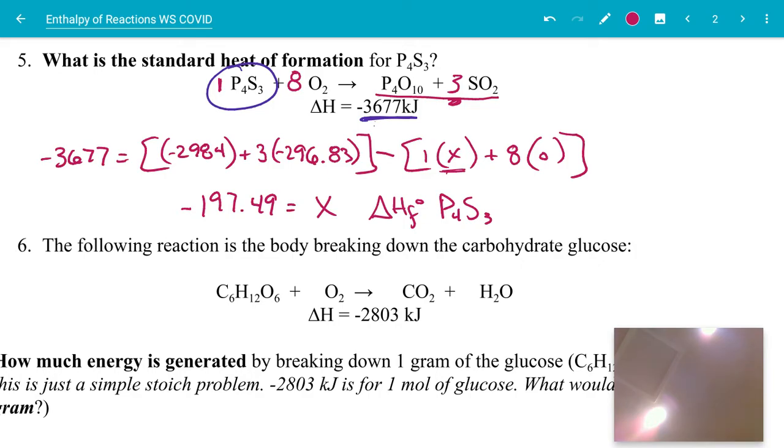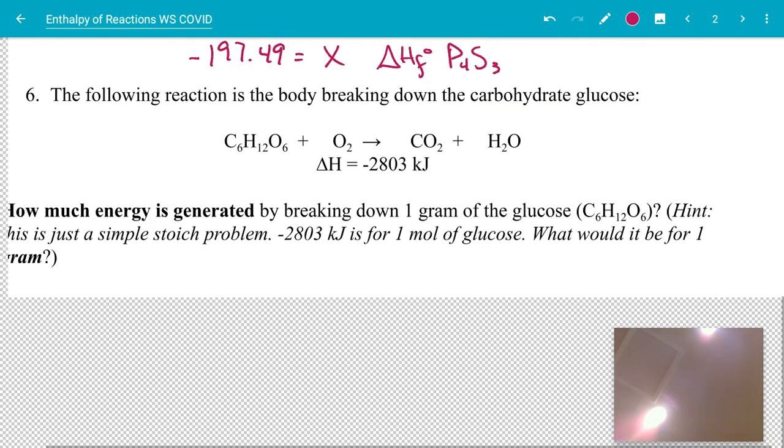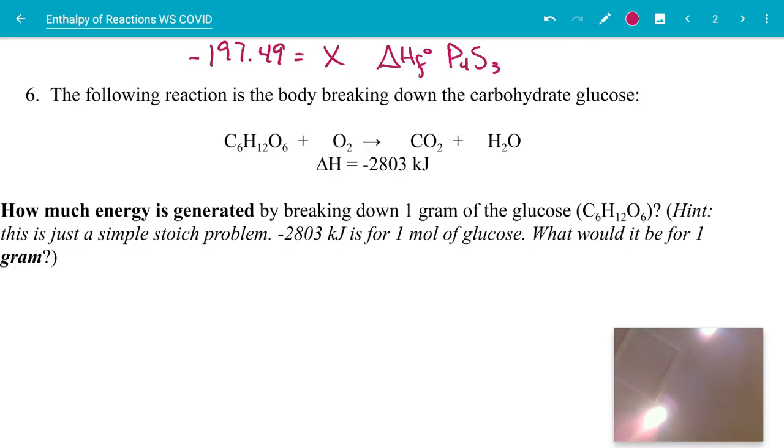All right, for the last 3 problems, this really brings it into biology, which I kind of like tying it back into biology. So it says the following reaction is the body breaking down the carbohydrate glucose. So glucose is what plants make during photosynthesis. And its heat of formation is a negative 2,803 kilojoules. So it says, or the change in enthalpy is the best way to say it, but how much energy is generated by breaking down 1 gram of the glucose? Hint, this is just a simple stoich problem.